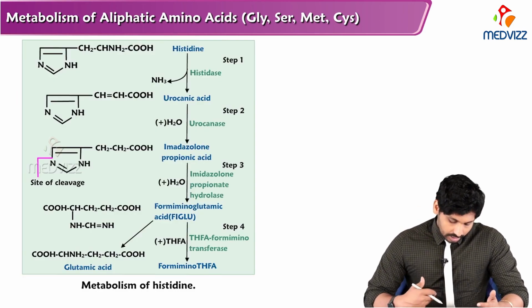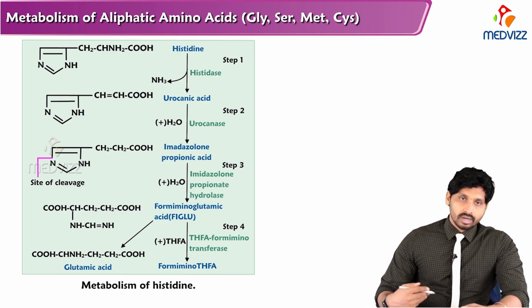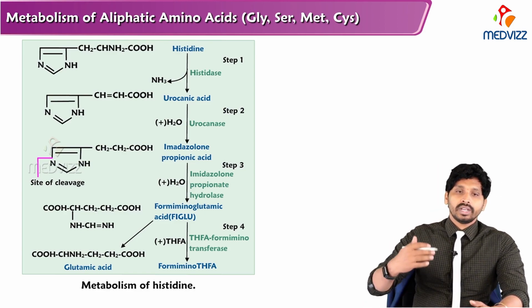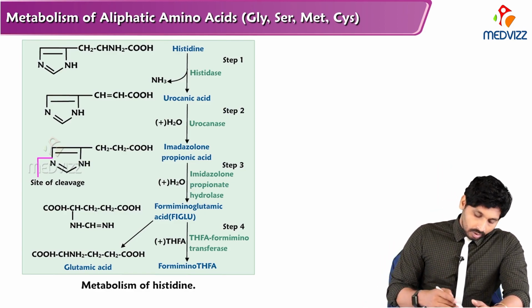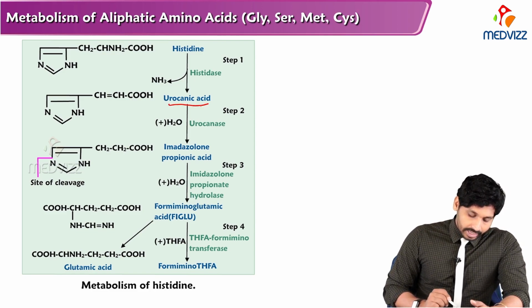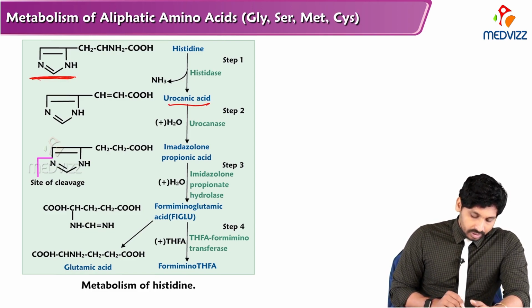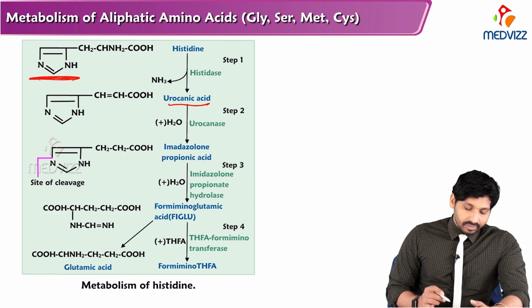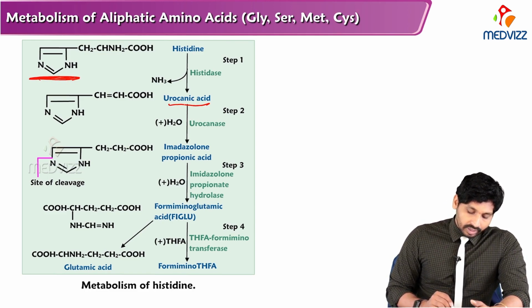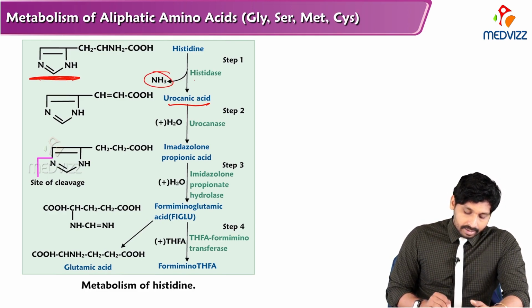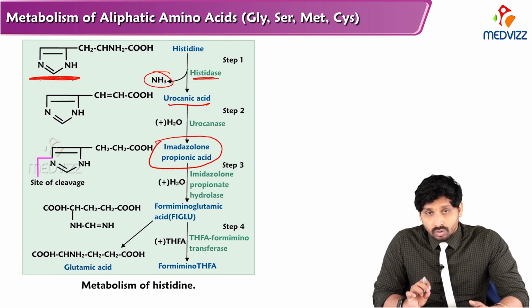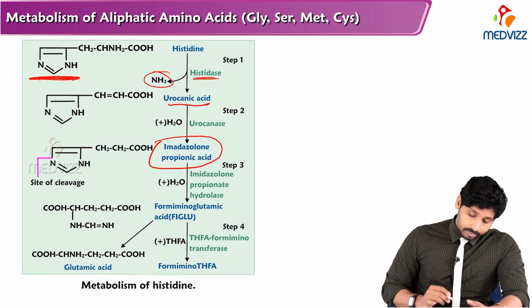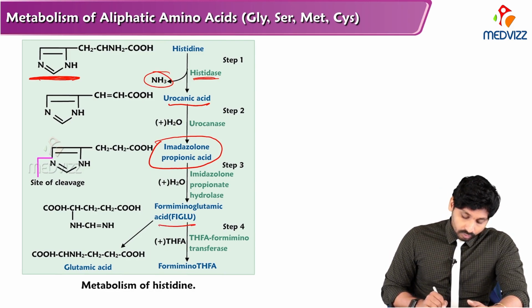Now coming to the metabolism of histidine, you see here how once histidine enters our body, how it will be metabolized. Histidine is first converted into urocanic acid. You see this is the imidazole ring here. Histidine is converted to urocanic acid by removing the amino group by the enzyme histidase, and urocanic acid is converted into imidazolone-propionic acid, and this imidazolone-propionic acid is converted into FIGLU by the enzyme imidazolone-propionate hydrolase.